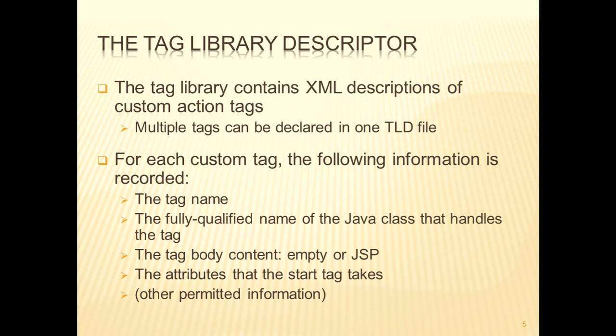And for each tag, we would record information such as the tag name, the fully qualified name of the Java class that implements that tag. In other words, it's the code that executes when the tag is encountered in the JavaServer page. We'll define whether the tag body has content or not, and we'll define attributes that the start tag takes, and there is other information that we might encounter in due course.